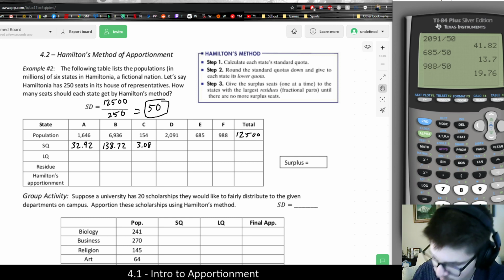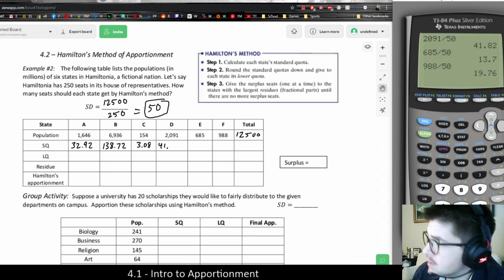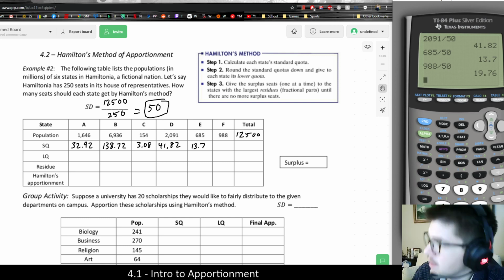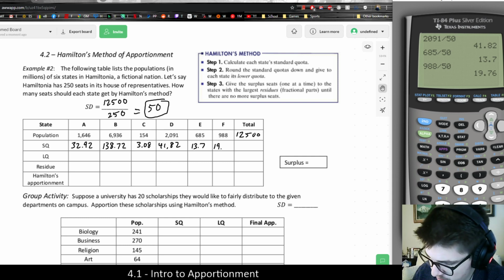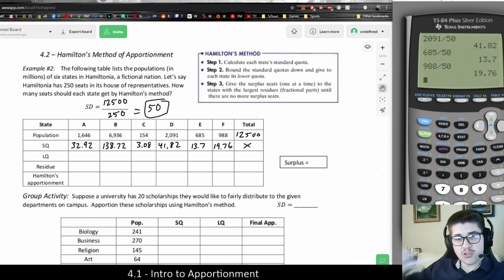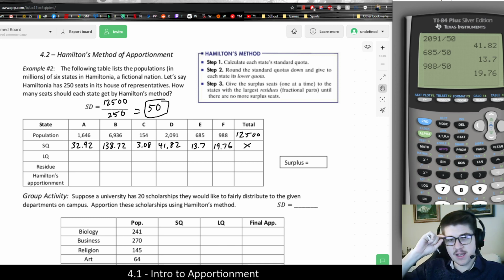And this would leave us with 41.82, 13.7, and 19.76. And again, I don't need to do this total because the sum of each of the standard quotas should always add up to the number of seats. And this is actually a little hint for your homework.